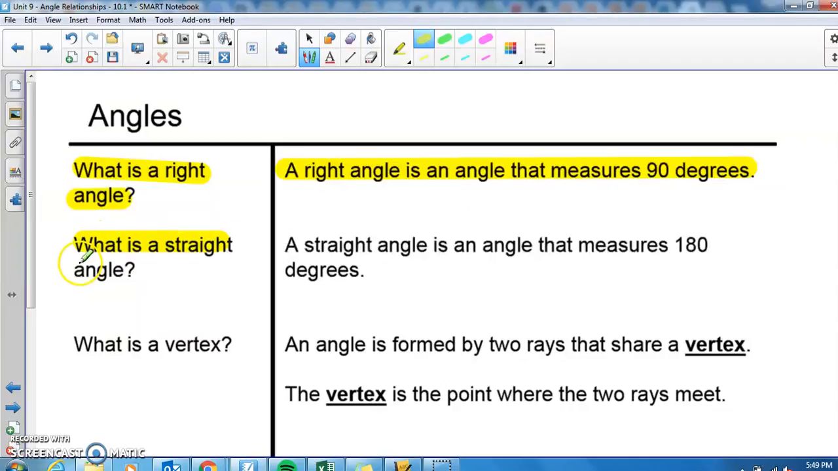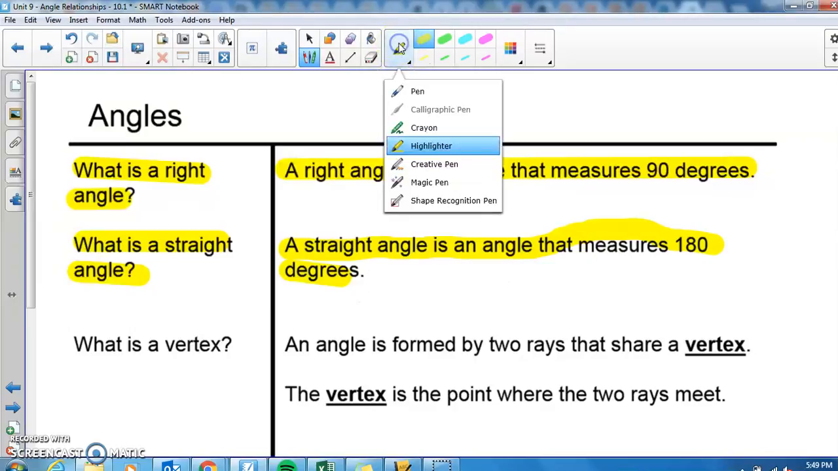A straight angle, I know these are not necessarily in the same order that you have, but you can skip around. A straight angle is exactly what it says. It's straight. A straight angle is an angle that measures 180 degrees. So let me go back up here real quick.